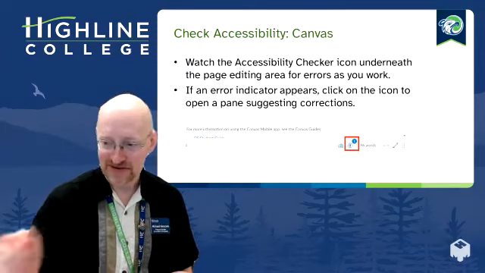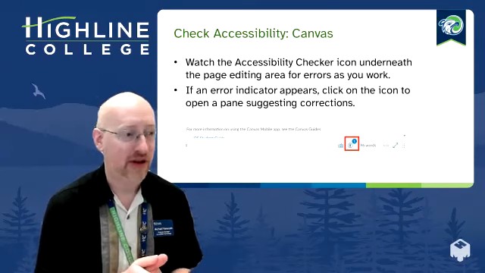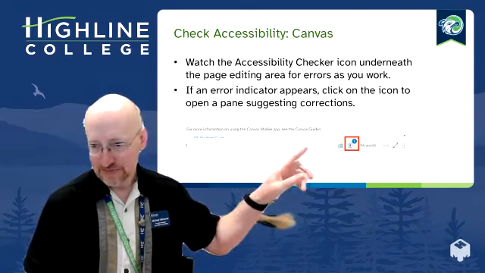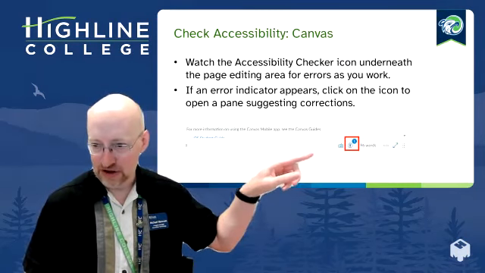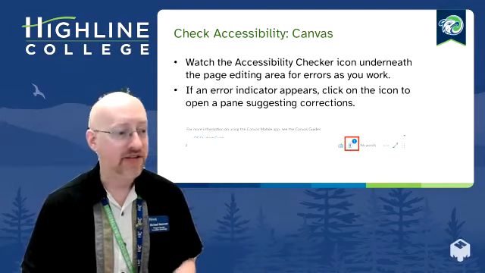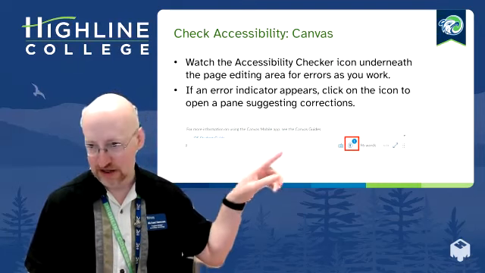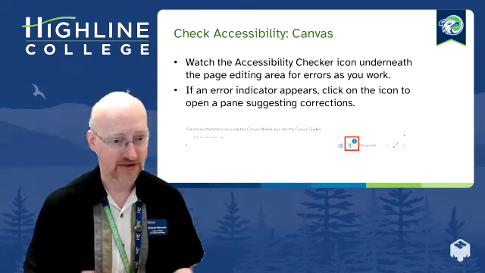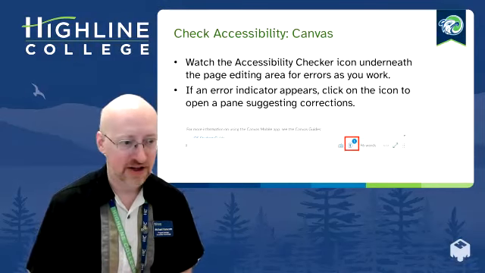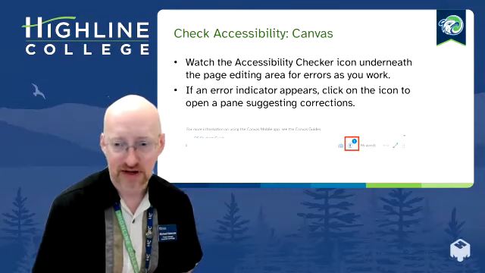Now getting into Canvas. I told you I'd come back to that, Molly. Canvas has a couple different accessibility checkers built in. So the default one built into the Canvas editor is the little accessibility icon that is underneath the main editing window. As you build pages within Canvas, it's continually scanning, and you'll see little notification icons pop up if it sees things that need to be improved. Just click on that indicator, and it'll open up a pane to say, okay, here are the issues I found. Here's what needs to be fixed.